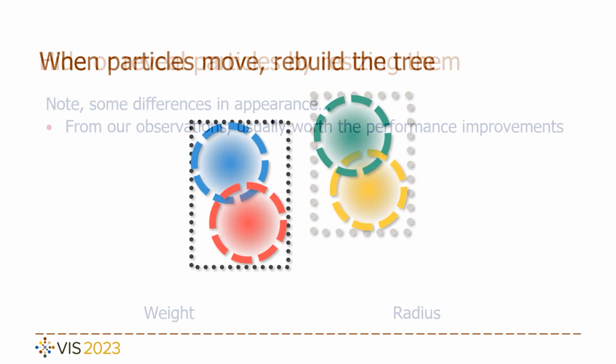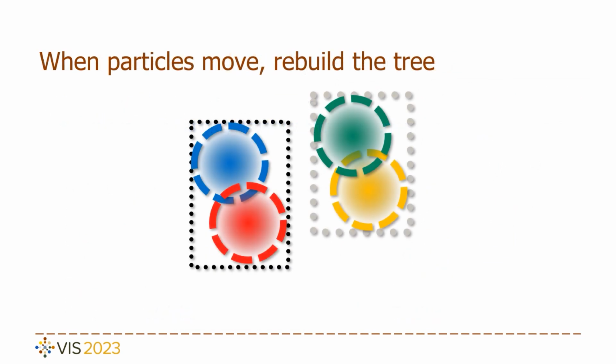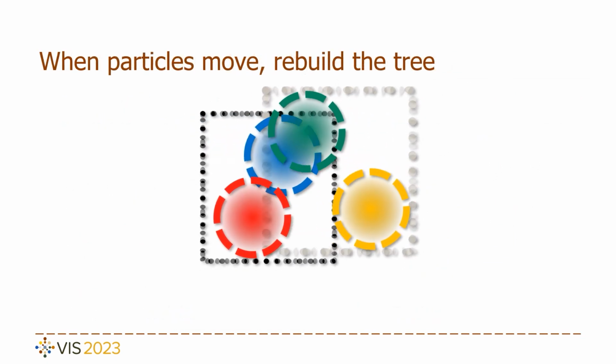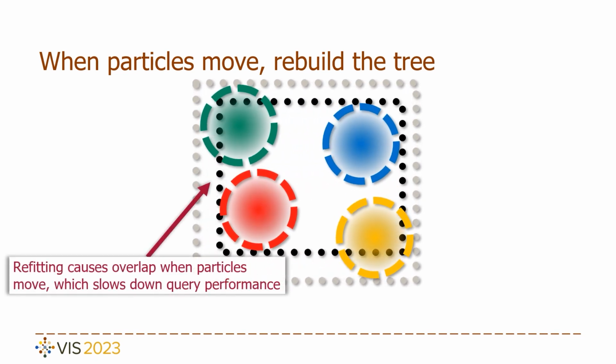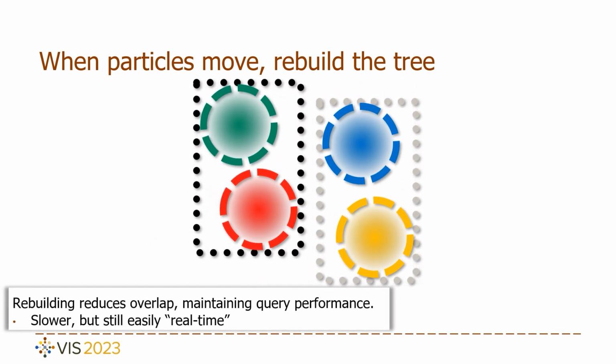Note that this does result in a slightly different appearance when viewed up close, because smaller particles appear more dense than low-weighted particles. But from a distance, the effect is less noticeable, and overall the performance improvements seem to be worth the trade-off. Then, when particles move, we recommend rebuilding these trees over refitting them. Refitting causes internal nodes to overlap when particles move in different directions, and this overlap slows down our query performance. On the other hand, rebuilding the trees reduces this overlap, and it maintains good query performance. The tree rebuilding is slower than refitting, but both are really easily real-time thanks to GPU acceleration.